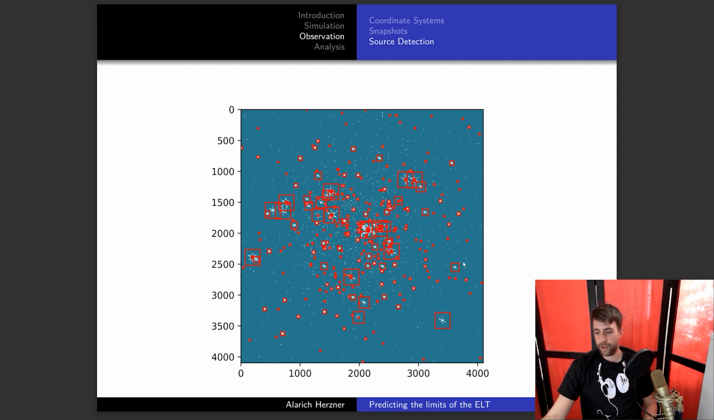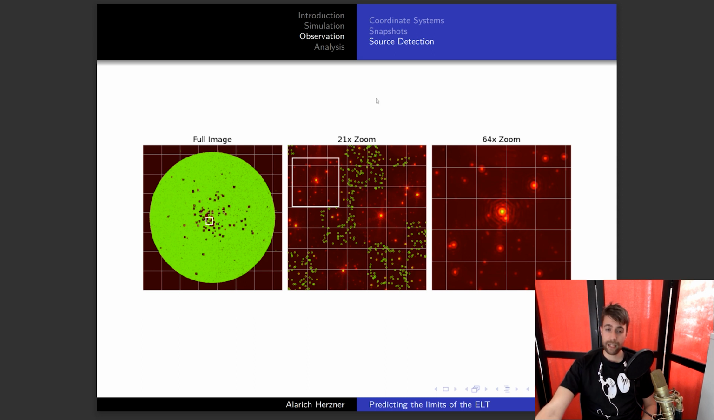If they are diffraction spikes, then good for me. If they are real stars within these regions, well, then I just don't detect them. So let's look at the result from this extraction process.